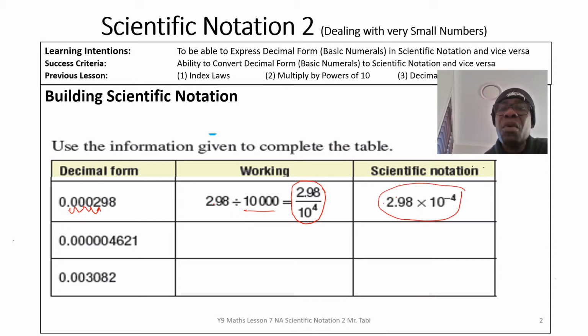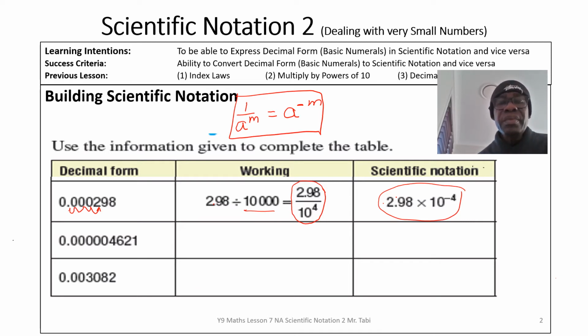power minus 4, because we know from index laws that if I have 1 divided by a to the power of m, then this is the same as a to the power of minus m. We established this when we were discussing index laws. So that's precisely what we are using here. Let's look at the next example.